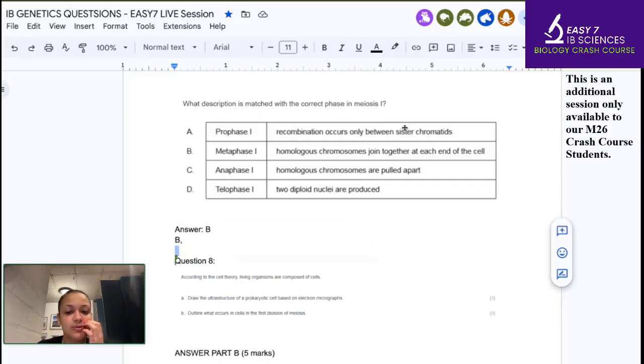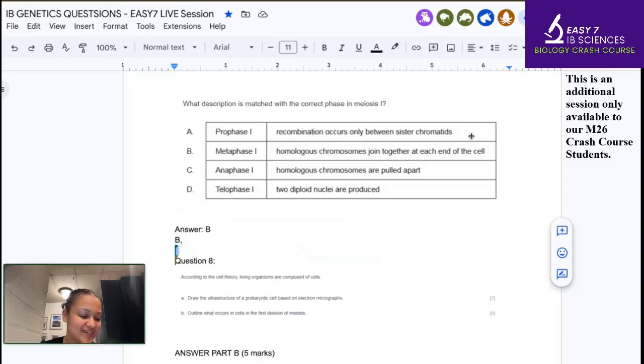recombination occurs only between sister chromatids. That is not true, because in prophase 1, recombination occurs between homologous chromosomes, not sister chromatids. In metaphase 1, homologous chromosomes join together at each end of the cell. No, guys, they don't join at each end of the cell. That's completely different, and they don't even go to the opposite ends of the cell, and it's not in metaphase.